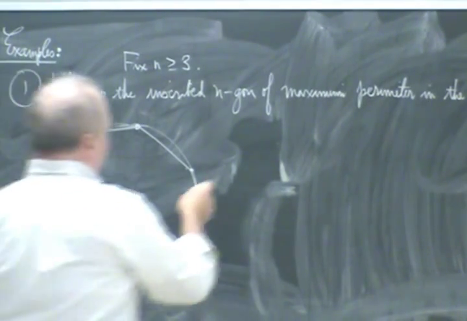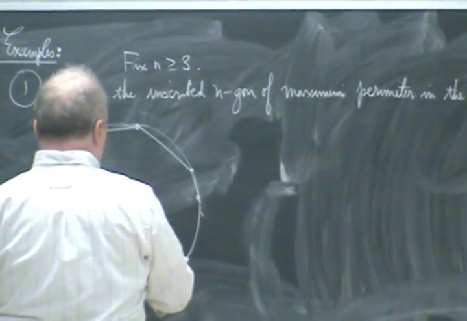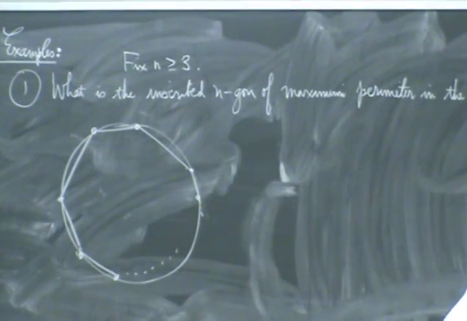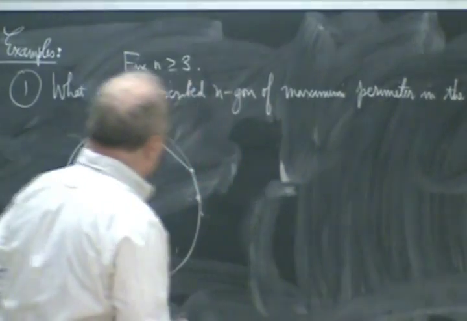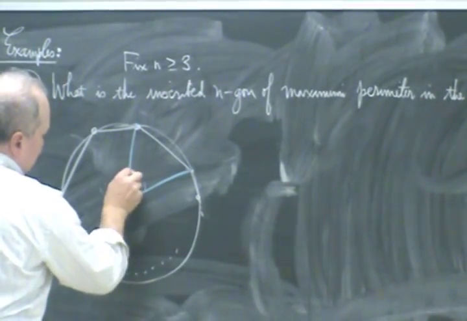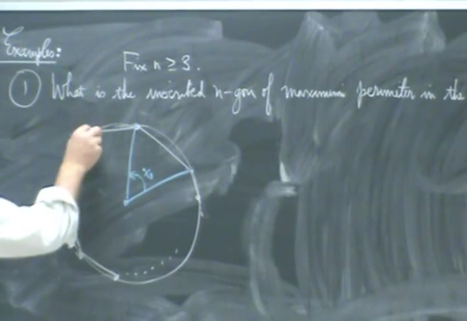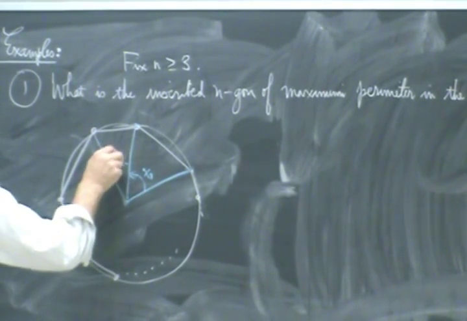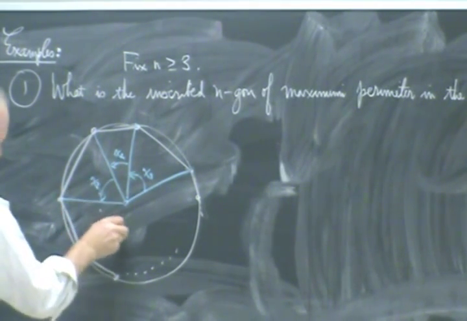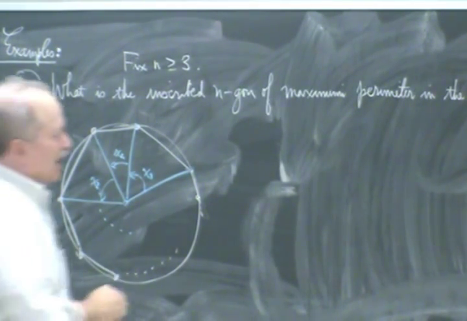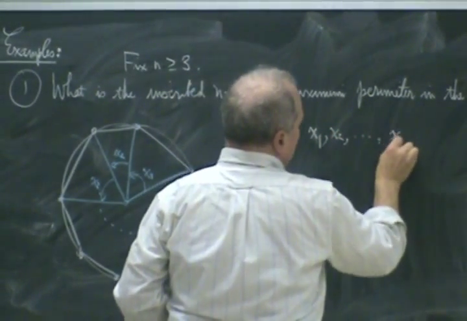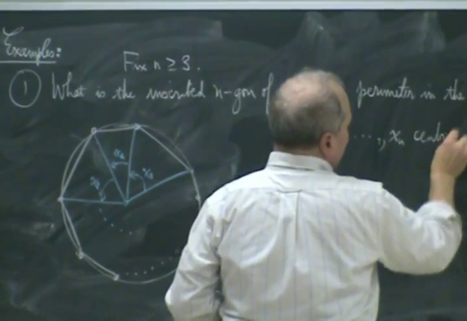So I have a function. So what are my variables going to be? Well, we're going to set this up exactly like we did the problem with the triangle. Let's let the angles be our various variables. Oh, that's so weird. So I have x1, x2, up to xn, my central angles.